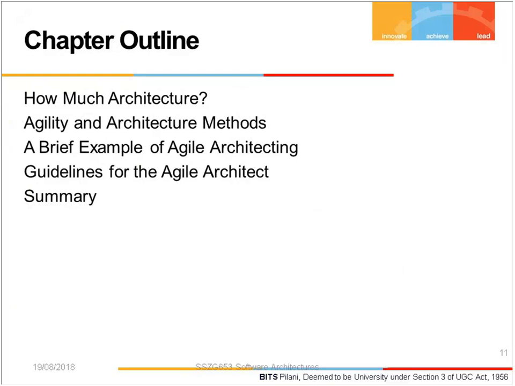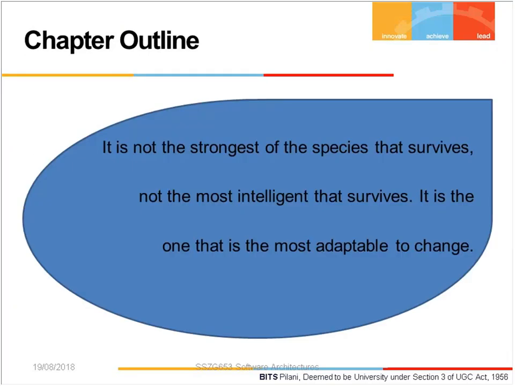Now let us say how much architecture can we have, how agility accepts it. A brief example, a guideline for agile architecture.